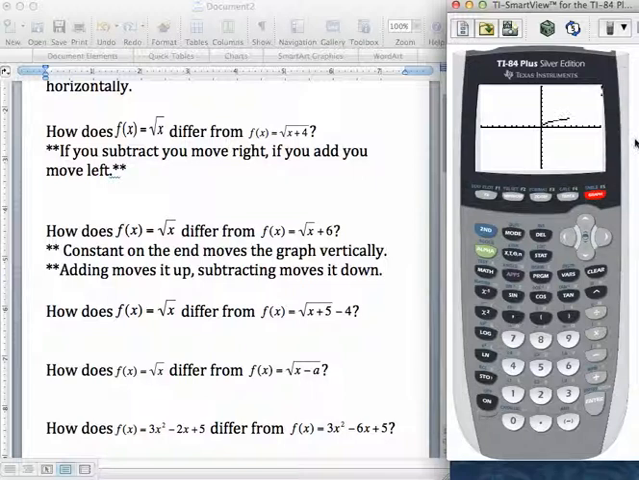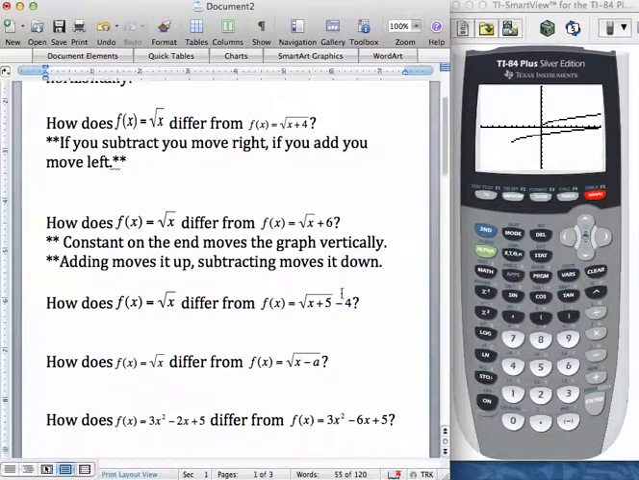So yet again, there's our parent function. Did it move left 5, down 4? It sure did. That's left 5, and that is down 4. It's hard to see, but there you go. You can either just remember the rules, but I don't even do that sometimes, or you can just graph it and see visually what happens. We're very visual learners sometimes.